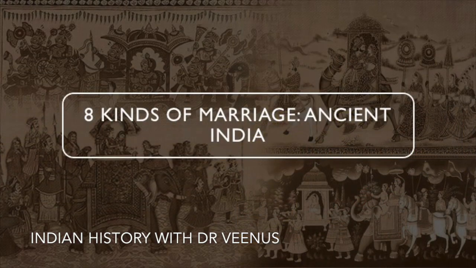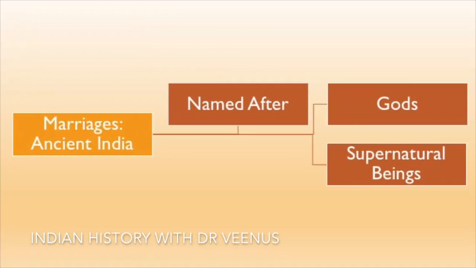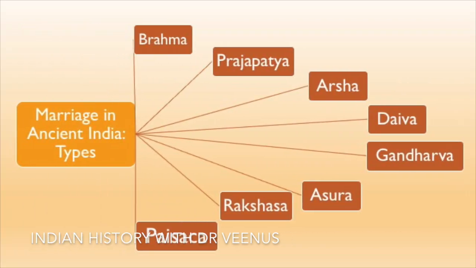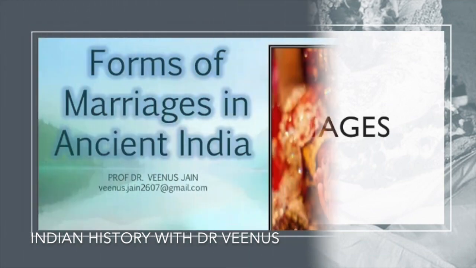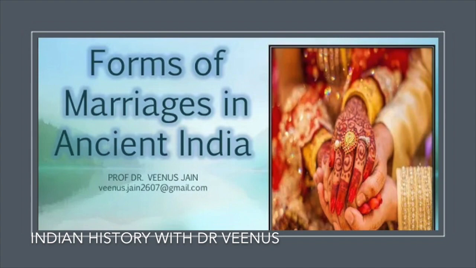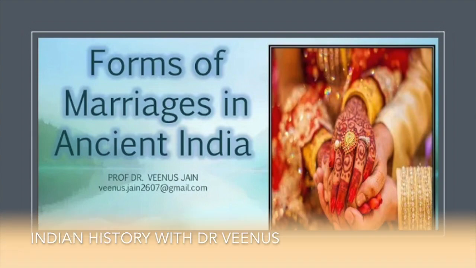8 different kinds of marriages were prevalent in ancient India. They were named after various gods and supernatural beings. The 8 types of marriages prevalent in ancient India were Brahma, Prajapati, Arsh, Dev, Gandharv, Asur, Rakshas and Paishach. The details of the types of marriages is available in another episode, Types of Marriages, the link to which is given in the description box.